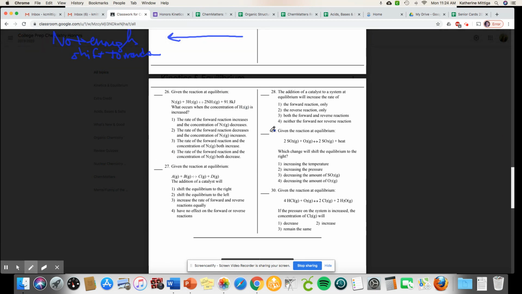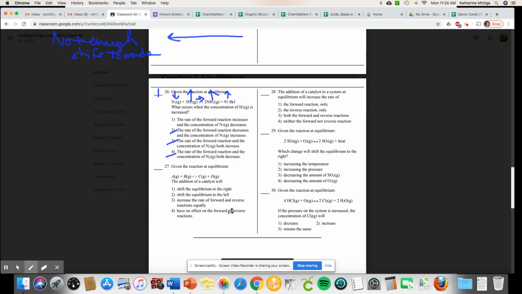Again, Haber process. What occurs when concentration of H2 is increased? Too much, shift away. I don't even know what these say yet. I'm just going to figure it out. Too much, shift away. So this goes up, this goes up, this goes down. The rate of the forward increases, so yes. And the concentration of N2 decreases. That should be our answer. Let's just make sure. No, the forward is increasing because we're shifting right. The forward and the concentration of both increasing. No, N2 is going down. No, so it has to be 1, like we said.